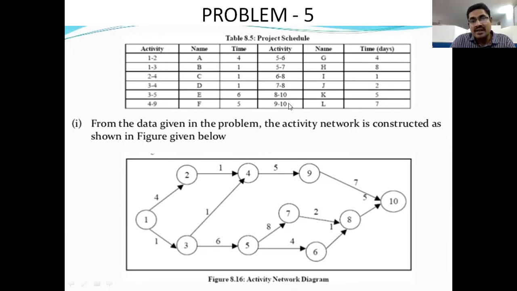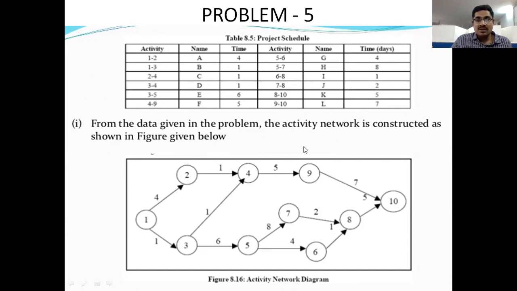And the last one, 9 to 10. Here we have the 9th node, as we already drew the 4 to 9 activity, and we already completed 8 to 10. Just connect 9 and 10 by using the arrow key. Here the 9 to 10 activity has 7 hours of time. So just put the 7 on this arrow.